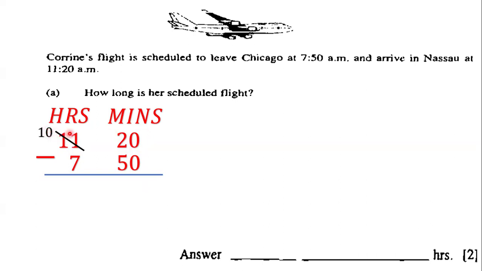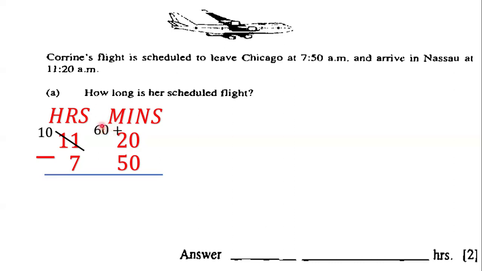And we have to borrow a whole hour and carry it over to the minute side. Remember, we're carrying over a whole hour to the minute side. And 1 hour is actually equal to 60 minutes. Since we're bringing an hour over to the minute side, we can't just write 1 hour. We have to write it in terms of minutes because we are on the minute side. And so it's going to be 60 minutes.